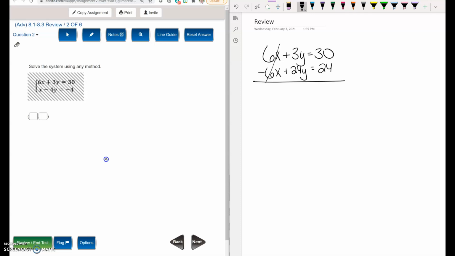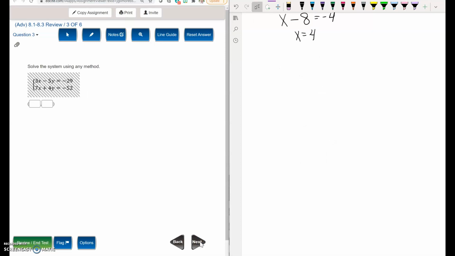When we add those together, we get 27y equals 54. Divide by 27, we get y equals 2. Then go back and plug this in to get one of the other ones. I'm going to use the bottom equation. Negative 4 times 2 is negative 8, so x minus 8 equals negative 4. Add 8 to both sides, x equals 4. So our answer here is the ordered pair 4, 2. And you just click into each one and type the number. Nothing frilly or fancy about it.